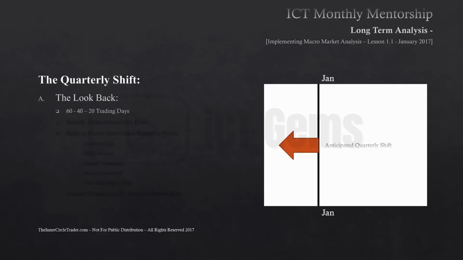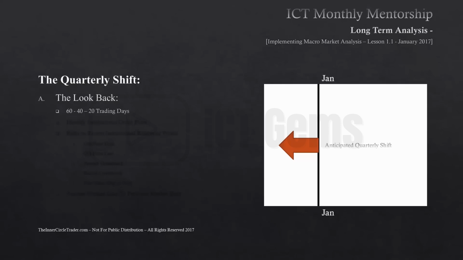What you're going to be doing is looking back from your month of study, wherever that is in time, regardless of when you start your analysis, the most recent past month, okay? You want to be using the first trading day of that month, put a vertical line on your chart, and then from that point on, you're going to be looking back to the left. You're going to be looking back to the left 60 trading days, 40 trading days, and 20 trading days.